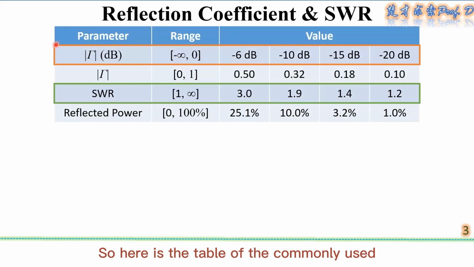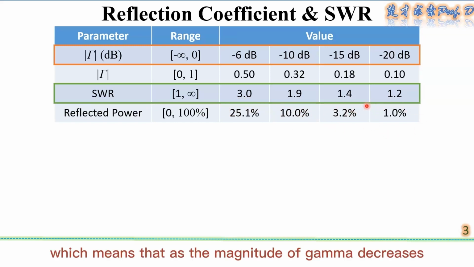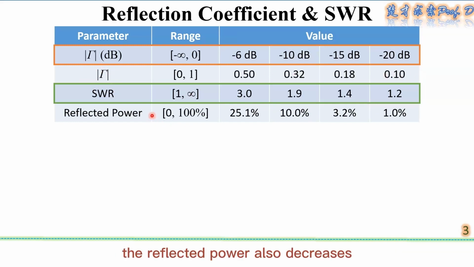So here is a table of the commonly used gamma values in dB. For instance, minus 6, minus 10, minus 15, and minus 20 dB. And the corresponding SWR is 3, 1.9, 1.4, and 1.2. And the corresponding reflected power is around 25%, 10%, 3%, and 1%, which means that as the magnitude of gamma decreases, the reflected power also decreases.